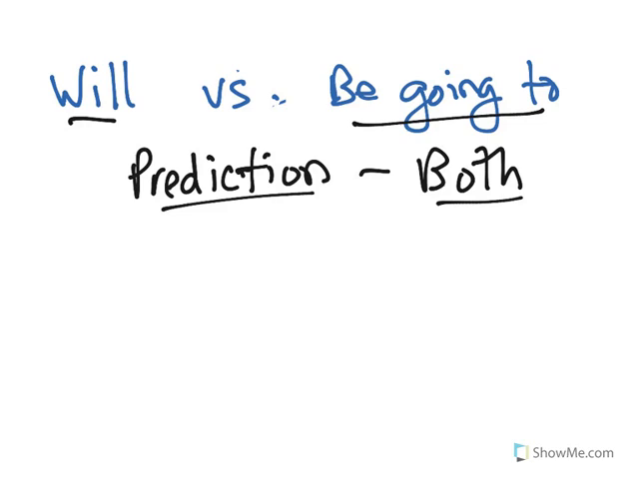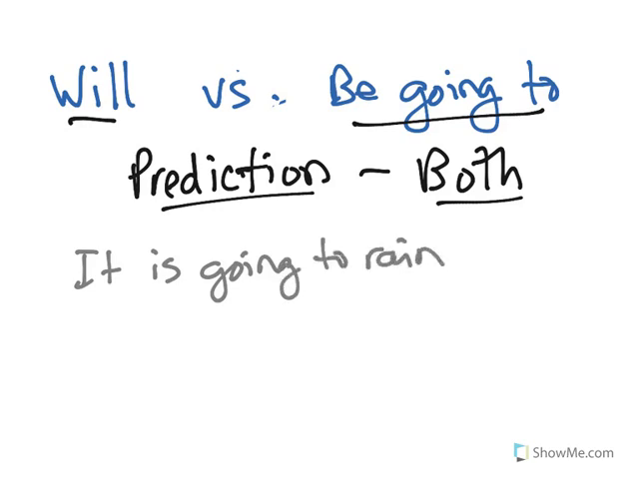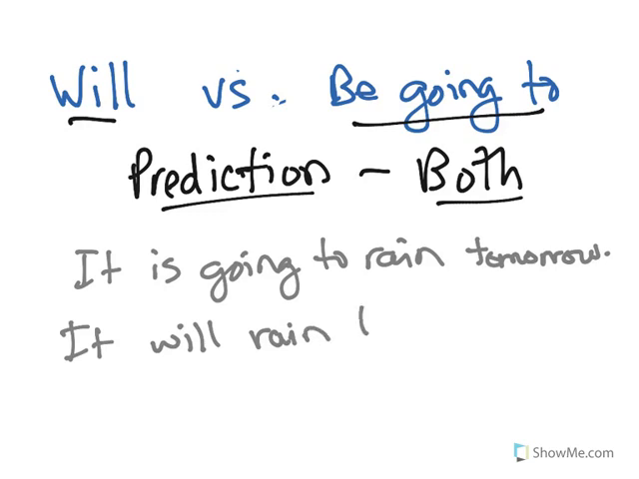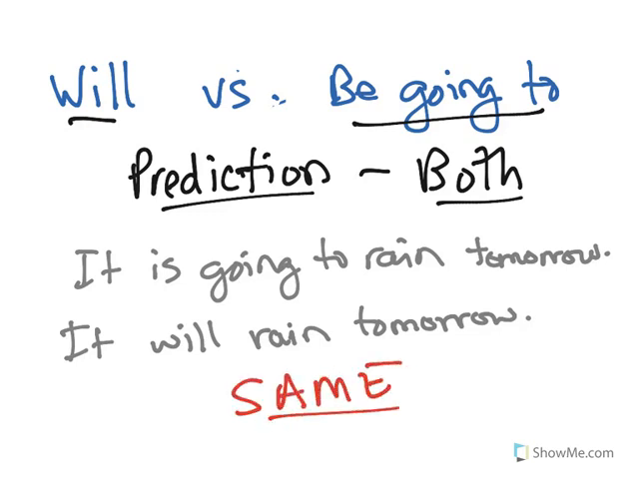So, for example, if I say it's going to rain tomorrow, or it will rain tomorrow, both have the same meaning. So if you are making a prediction about the future, you can use either will or be going to, and there is no difference in meaning.